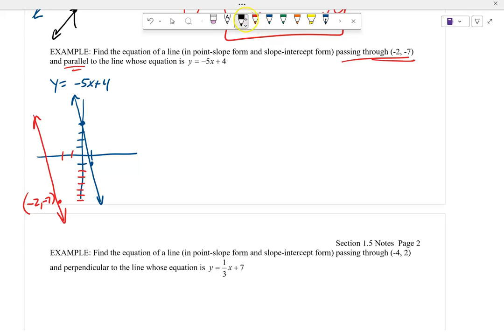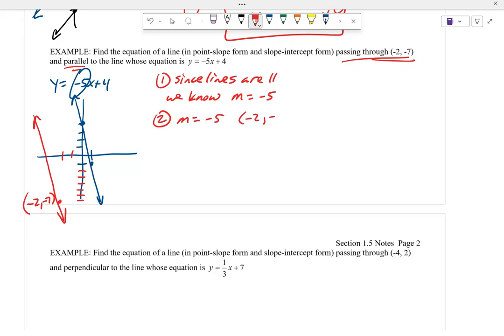Well, first thing I would say is, since the lines are parallel, we know the red line has the same slope as the blue line. What's the slope of the blue line? -5, right? So the red one also has a slope of -5 because they're parallel. If they had said perpendicular, I would have flipped it over and changed the sign. But it's parallel, and we also know it goes through (-2, -7). So that's really all we need to write the equation of this red line.